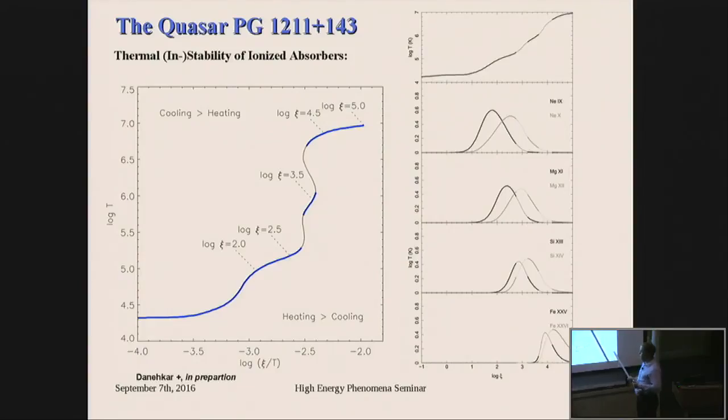This is a plot of ion fraction. We plotted, this is temperature, this is helium-like, hydrogen-like, neon, magnesium, silicon, and this is ionization parameter. And this ion fraction, as you see, for example, for neon, magnesium, silicon only exists when they are stable, when they are in this region. But for iron, it is only in this region, which means that it has an ionization parameter more than 4.